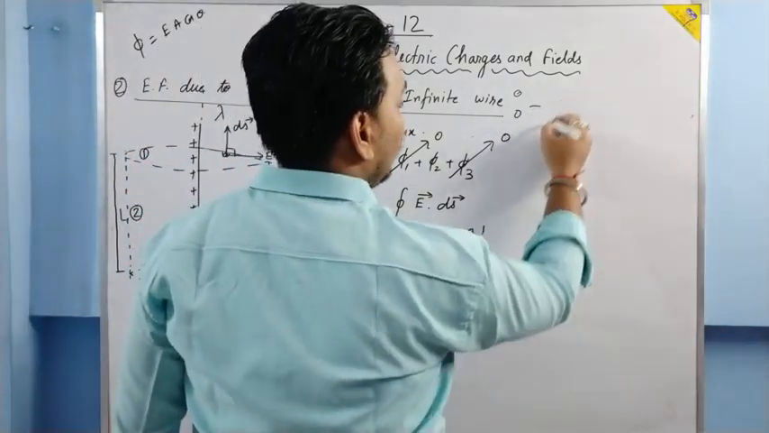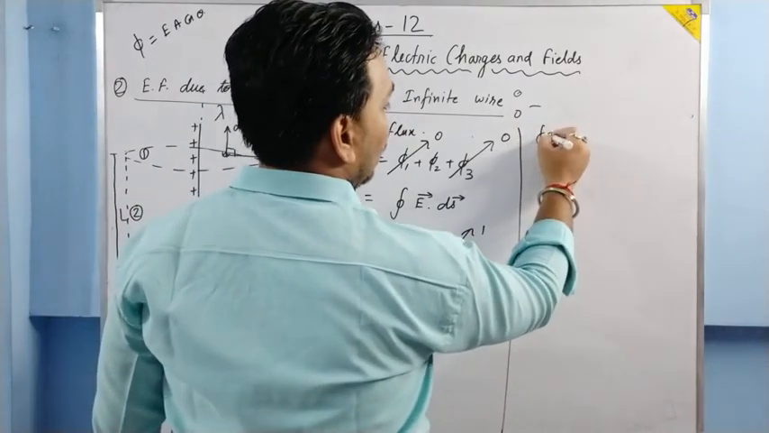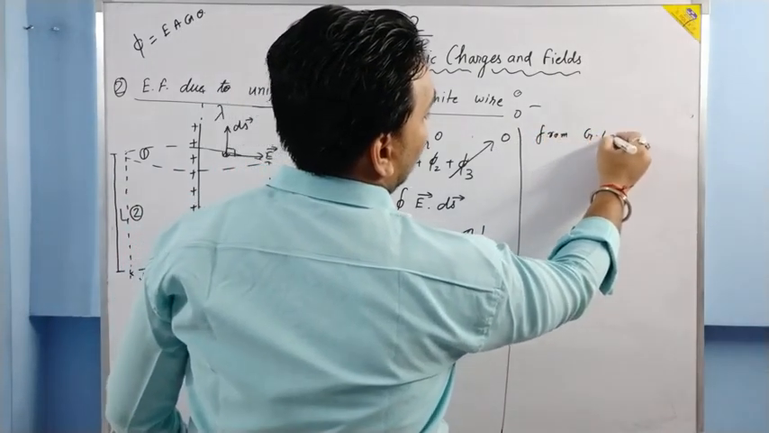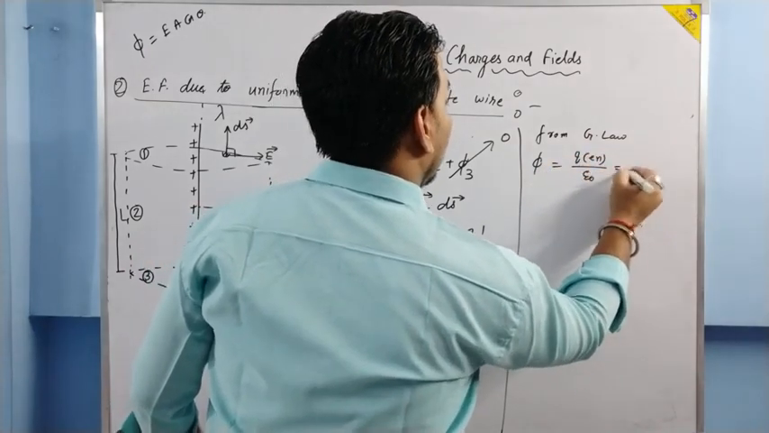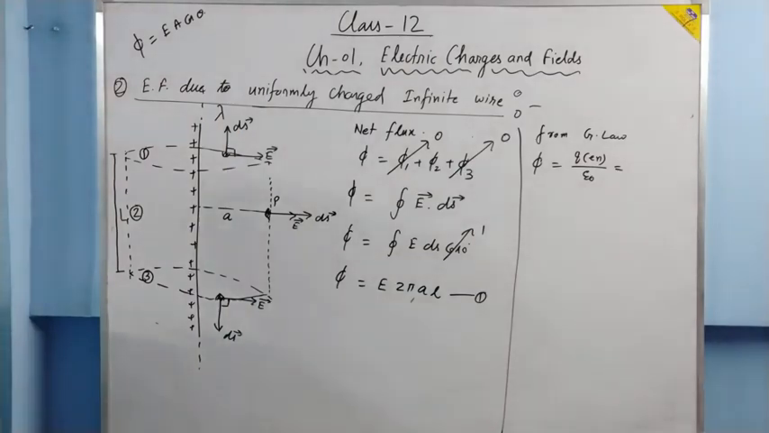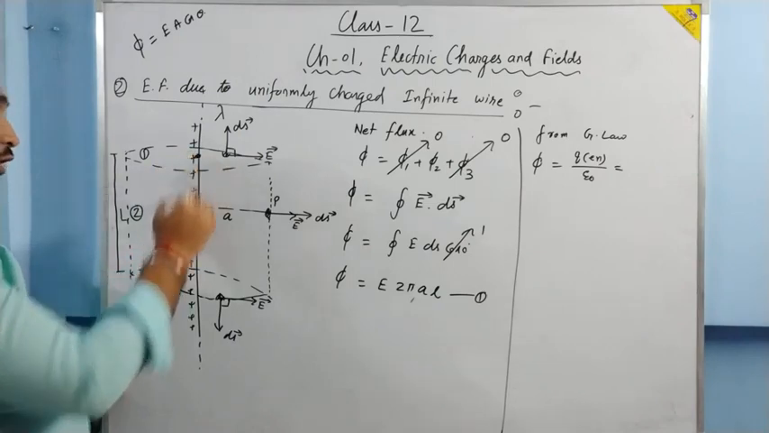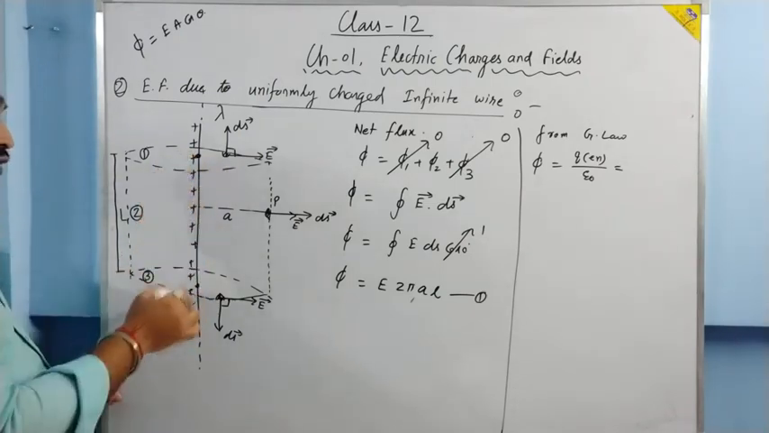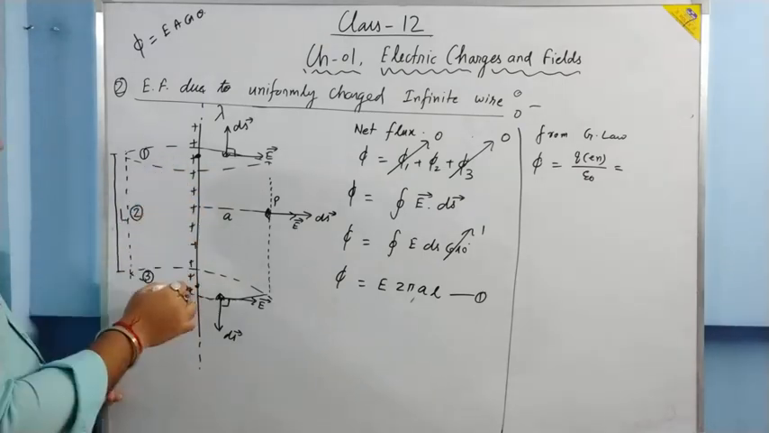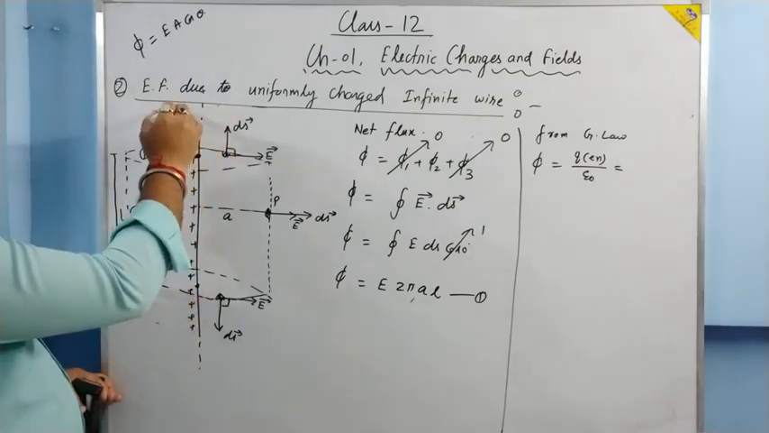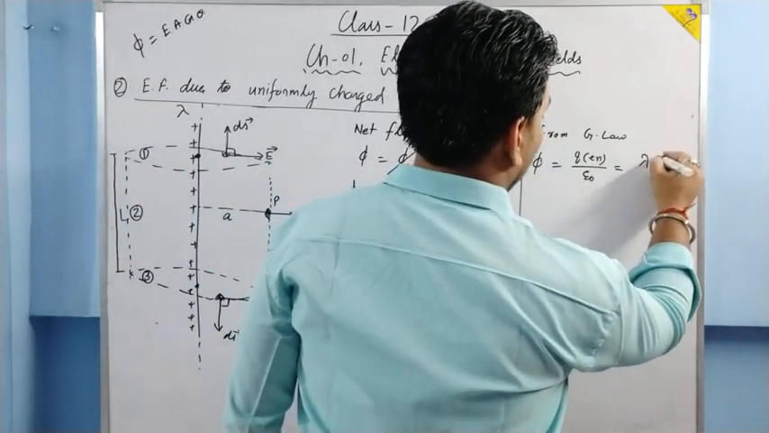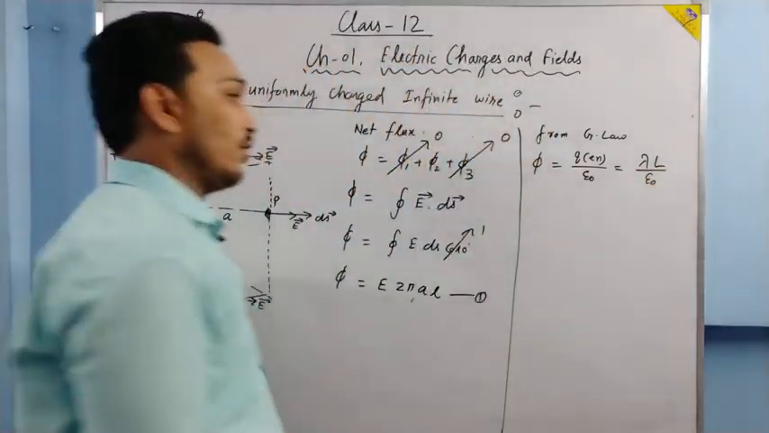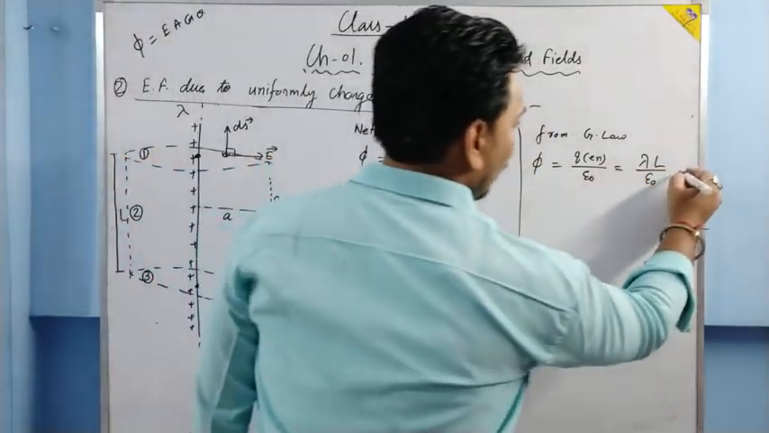Now from Gauss law, what we can say is phi is equal to Q enclosed upon epsilon naught. What is the value of Q enclosed? All the charge of the wire will not be enclosed in the cylinder. In the cylinder, only from this point to this point, only this much charge will be enclosed. And how will this much charge be calculated? Charge per unit length is lambda. So what is the charge in length L? Obviously it is lambda into L upon epsilon naught. Let this be your equation number 2.